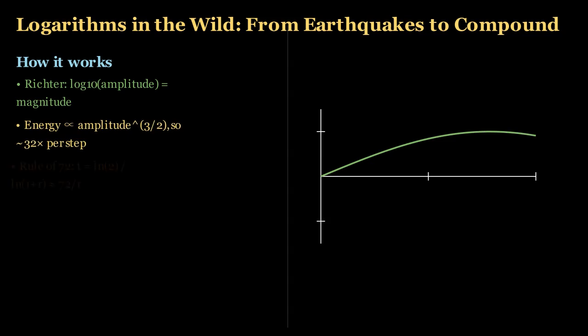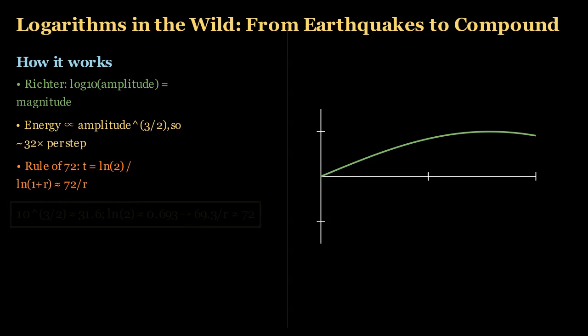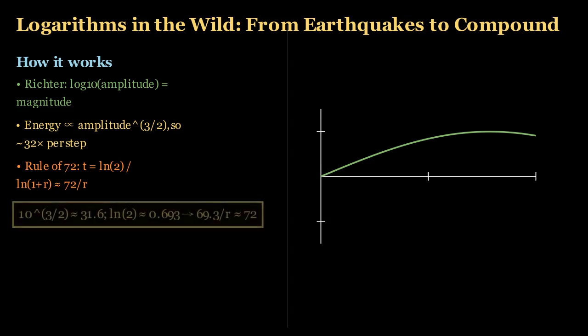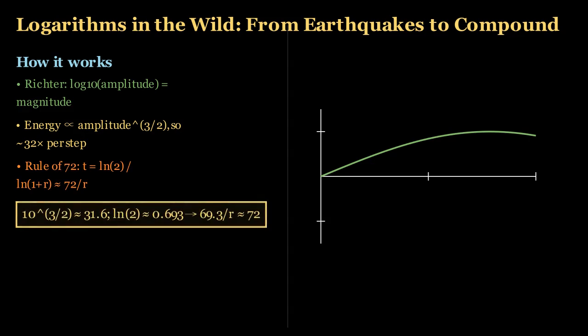Now for money, we start with the compound interest formula. Amount equals principal times 1 plus rate to the power of time. Set the amount to double the principal, take the natural log of both sides, and you get time equals natural log of 2 divided by natural log of 1 plus rate. Let's put this to work with two quick everyday problems.